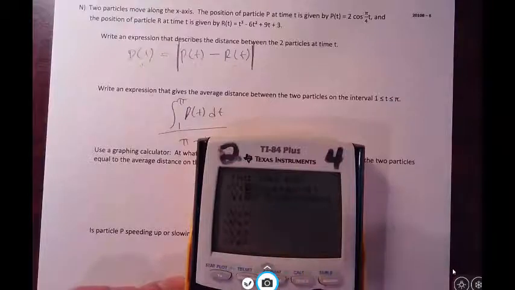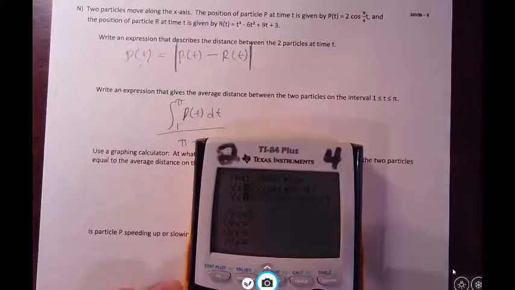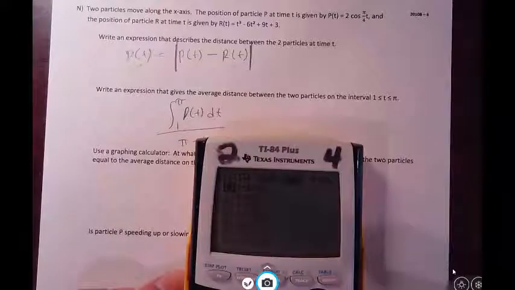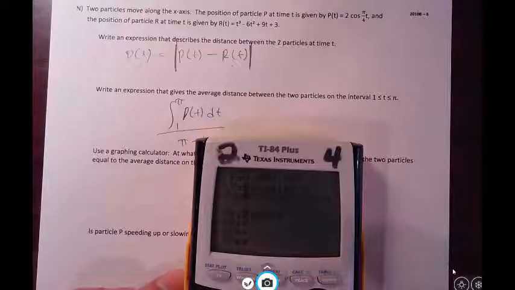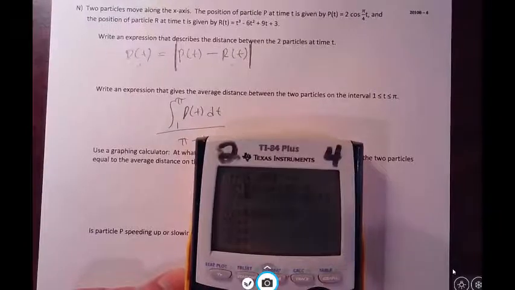In y3, I'm going to write the expression for d of t. I'm going to call it absolute value. So I'm going to go to math and then over to number. I'm going to do the absolute value of the top function minus the bottom function. And now I'm going to clear. I'm going to do second quit.